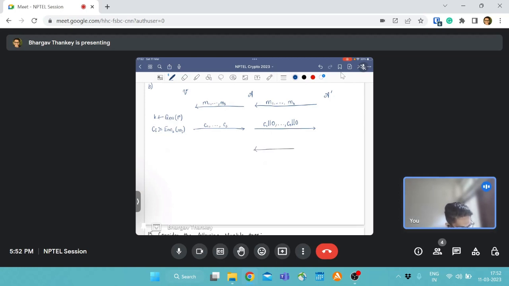Now there is a challenge phase. A' sends two messages, M*_1 and M*_2, such that M*_1 is not equal to M*_2. So in the challenge phase, it sends two messages to the verifier.